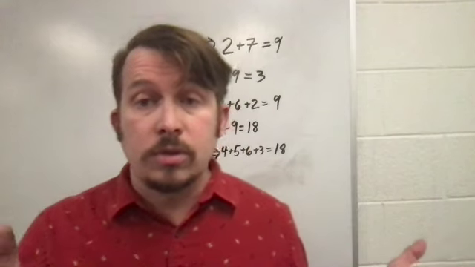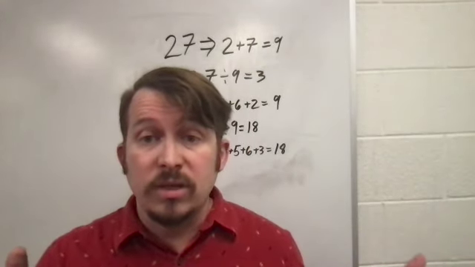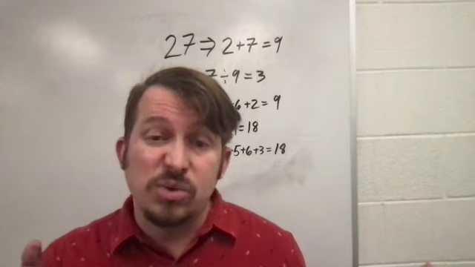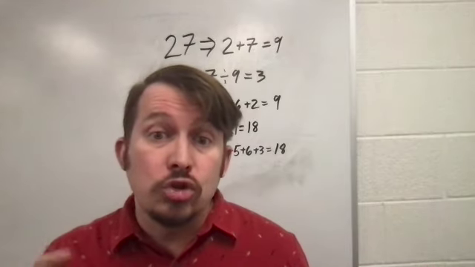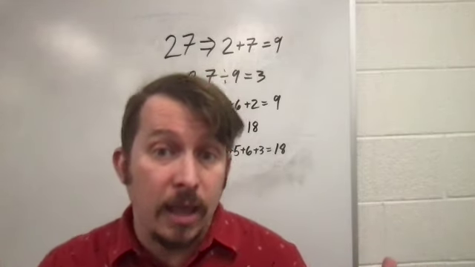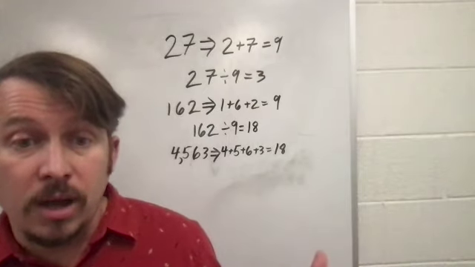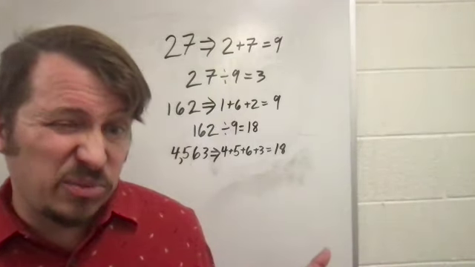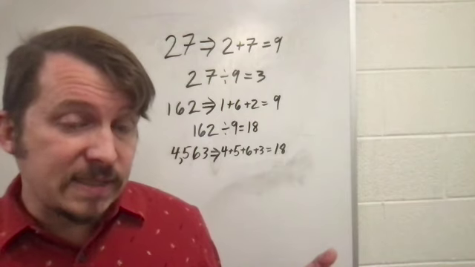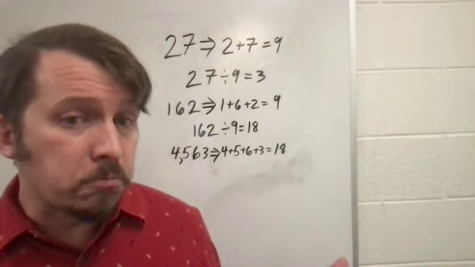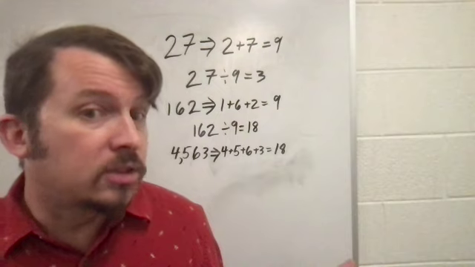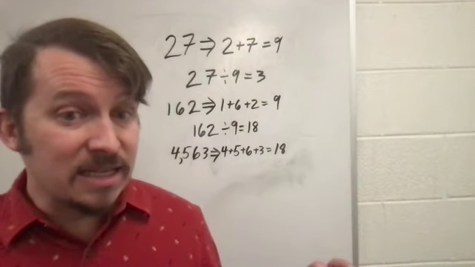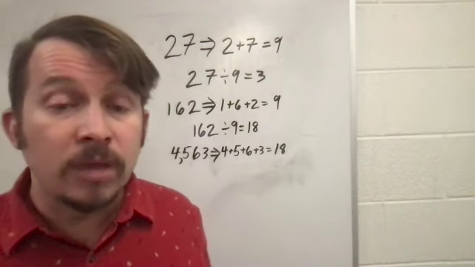Here's some examples. 27, we know, is 9 times 3. So 27, 2 plus 7 equals 9. And 27 divided by 9 is 3. 162 is not something we memorized. 1 plus 6 is 7, and 7 plus 2 is 9. 162 divides by 9 and gives us 18. Clean.